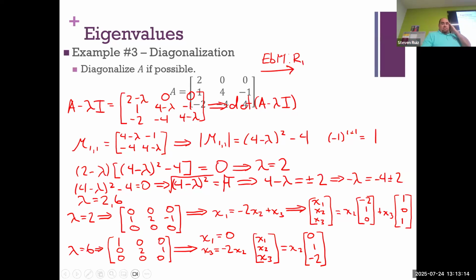Okay, so hopefully we have all three eigenvalues. We know what eigenvectors go with each one. We know that the multiplicities line up in a way that diagonalization requires. So now how do we do it?